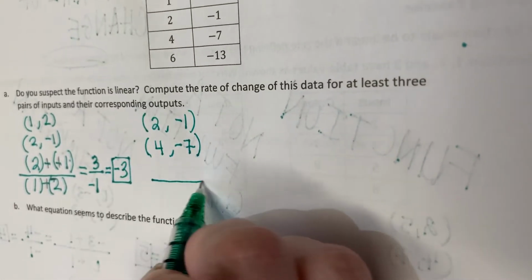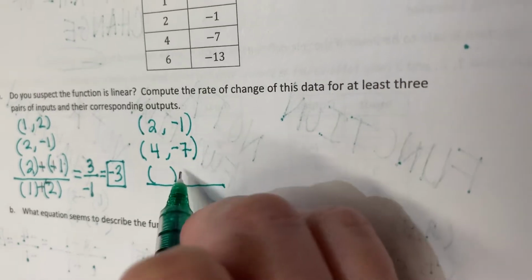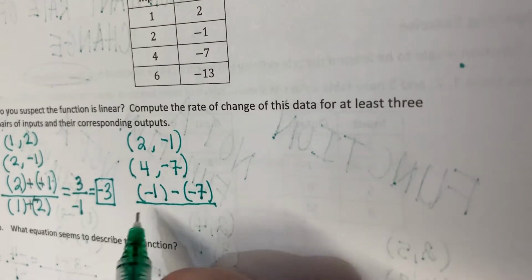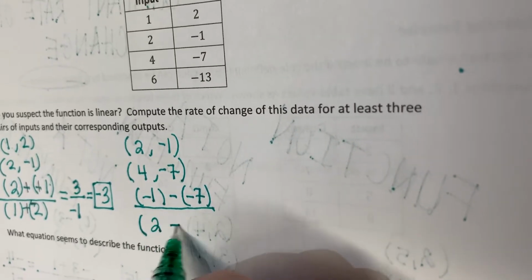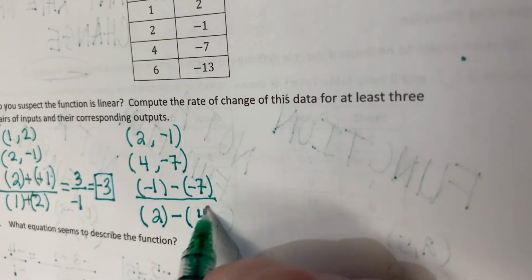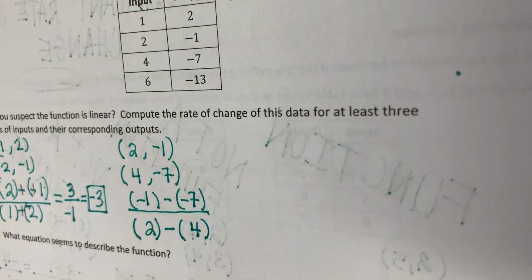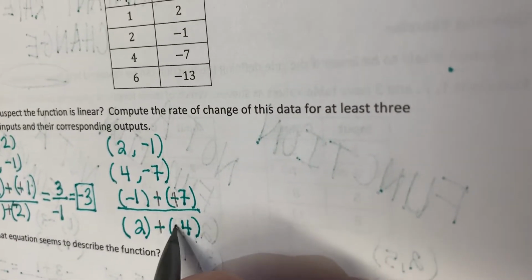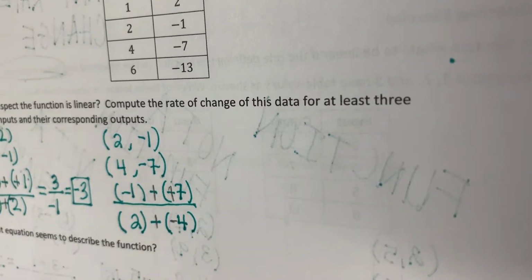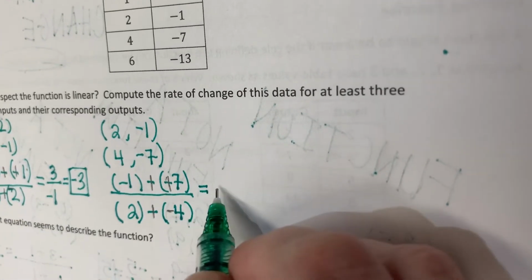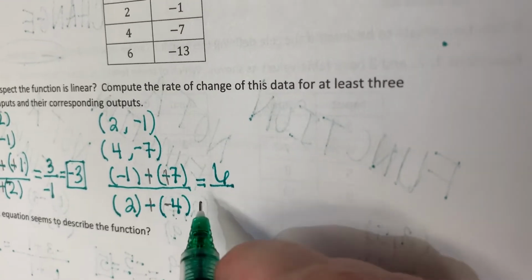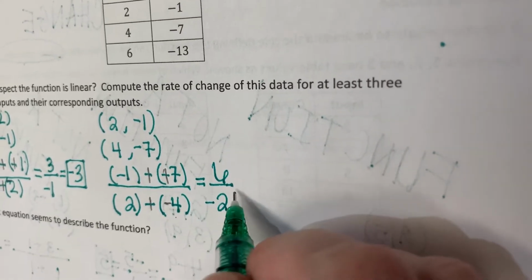In the numerator, we need to subtract the second two numbers. And then the denominator, we subtract the first two numbers. Subtraction is dead, so we're going to add the opposite. What's negative 1 plus 7? 6. And then 2 plus a negative 4? 6 divided by negative 2?